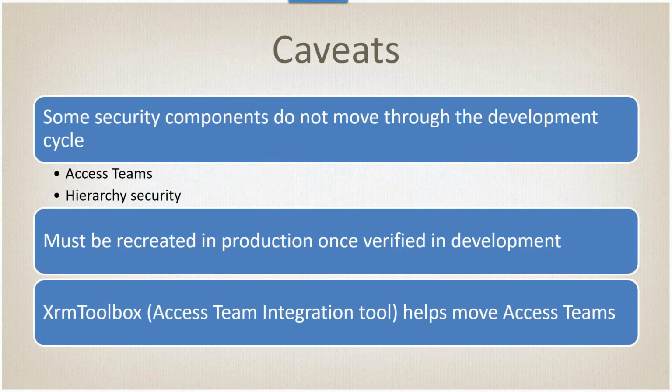Okay, caveats here. One of the biggest problems with working in the steps I just said, like doing it in development and verifying it, is you can't move that stuff to the production environment. So anything you do in development is going to have to be recreated manually in production. Security roles move just fine, for the most part anyway. But things like access teams and hierarchical security are settings that are dependent on the environment, so you're going to have to actually reproduce and recreate them.